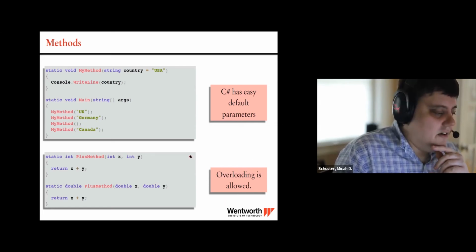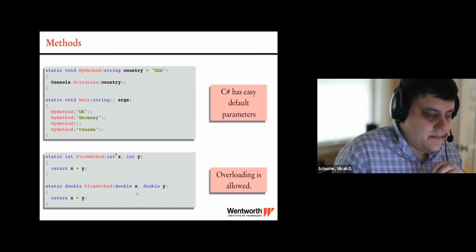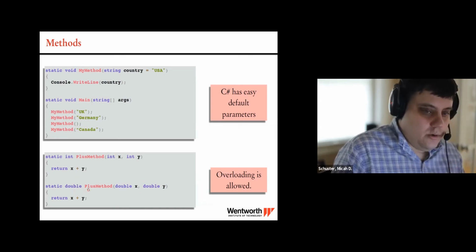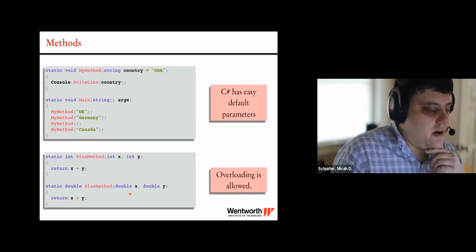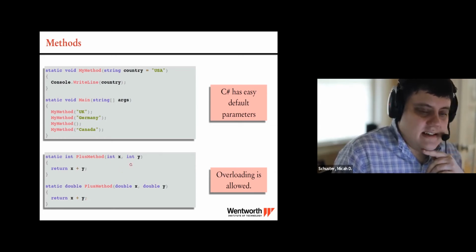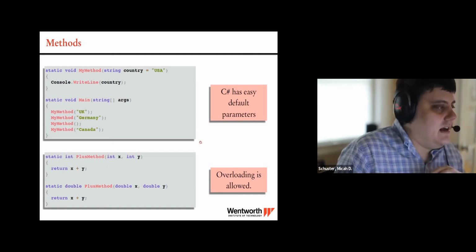Overloading of methods is of course allowed. So we've got a Plus method and a Plus method, with different parameter types. Same rules apply as in Java. The return type, if that's the only thing that's different, does not count. So it has to be a different number of parameters, or the parameters have to be of different types. So in this case, just standard overloading of a method. That is perfectly fine.